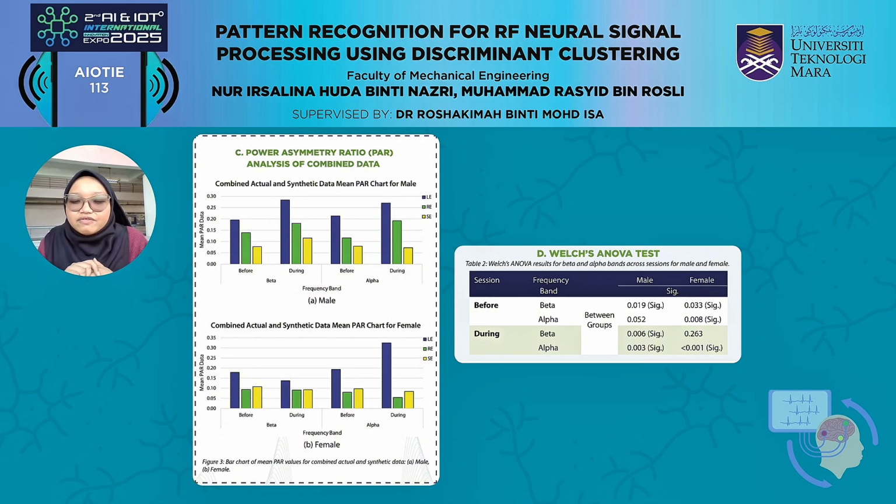For females, the alpha wave shows a very strong difference with p less than 0.001, but beta had a p-value of 0.263, so it is not significant. This supports the earlier PAR results, confirming that RF exposure affects alpha waves more and the effects are clearer in females, especially in the LE group.